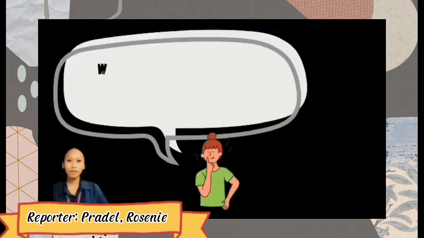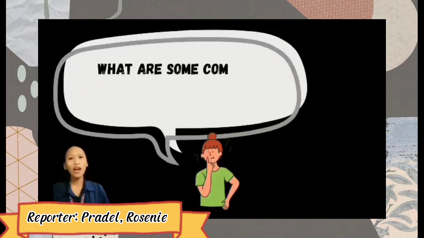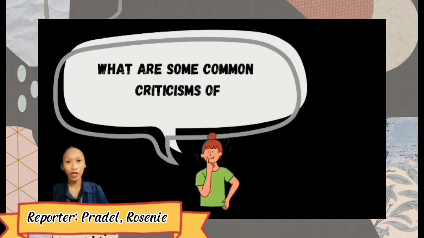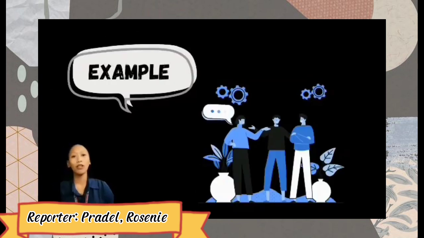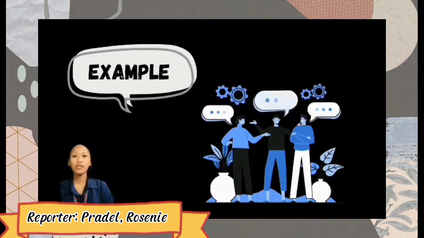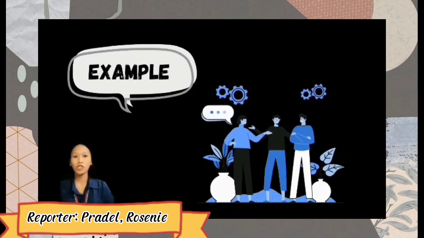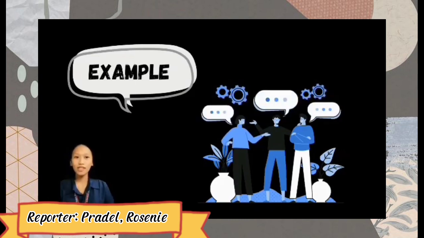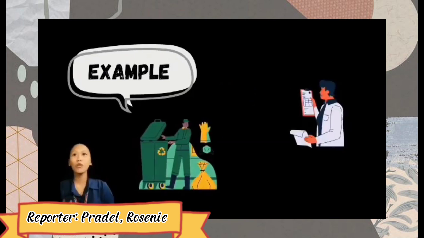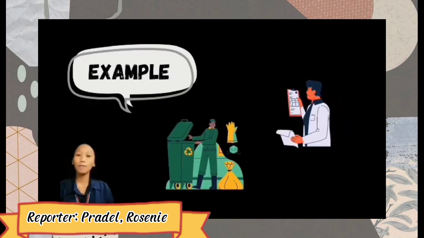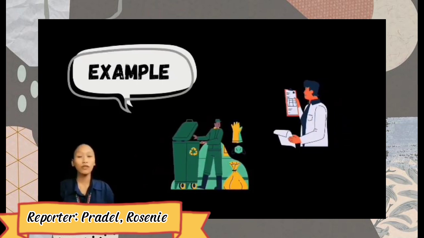So now let us proceed to what are some criticisms of conflict theory. First, conflict theory does not consider how some relationships between groups benefit both. For example, employees and employers can have positive and peaceful relationships even though the employer is in the controlling position. The second example is that professions with opposite levels of pay and power can be equally useful.